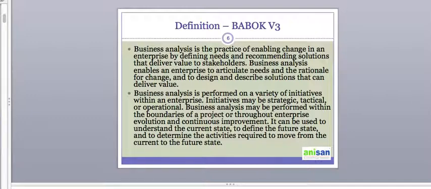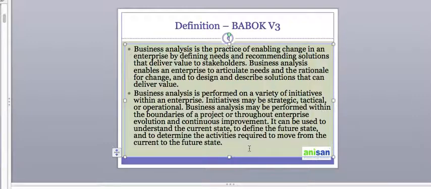Okay, change could be from the current state to the future state by defining the needs we talked about, problem or the opportunity, and recommending the solution to deliver values to the stakeholders. Now recommending the solution, if we have a problem or an opportunity, we see possible solutions and we may recommend them, so that will deliver a value to the stakeholders and the organization.